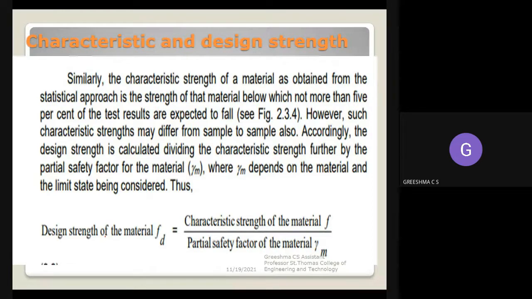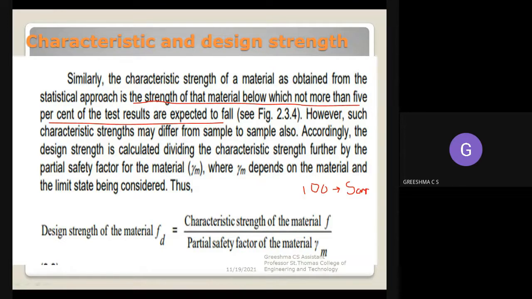What does it mean? The characteristic strength of a material is obtained as a statistical approach, with the strength of the material below which not more than 5% of the test results are expected to fall. What does it mean? It means that, for example, if I'm having 100 samples, I'm preparing 100 concrete samples.